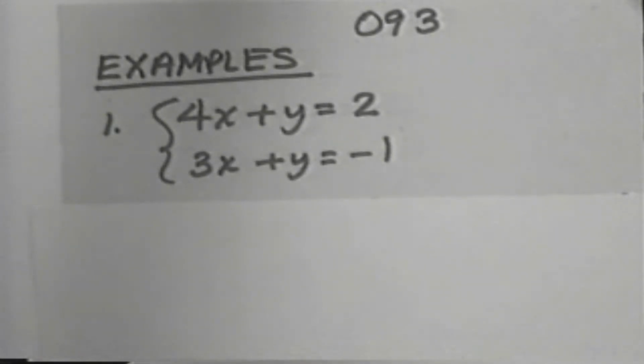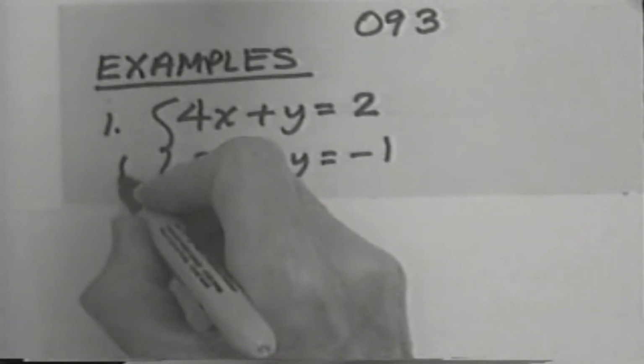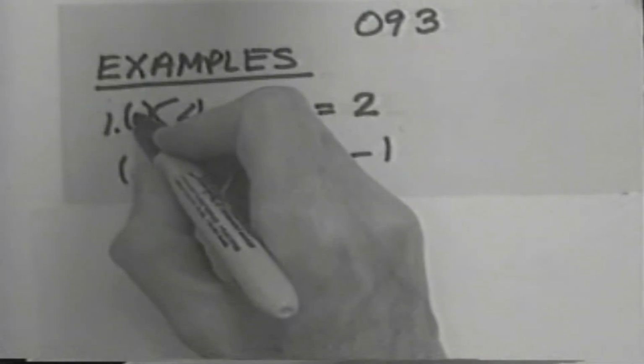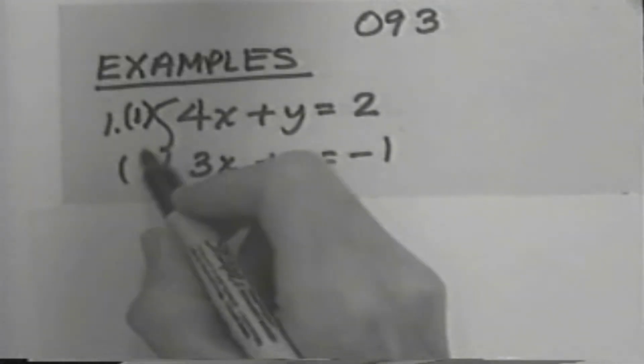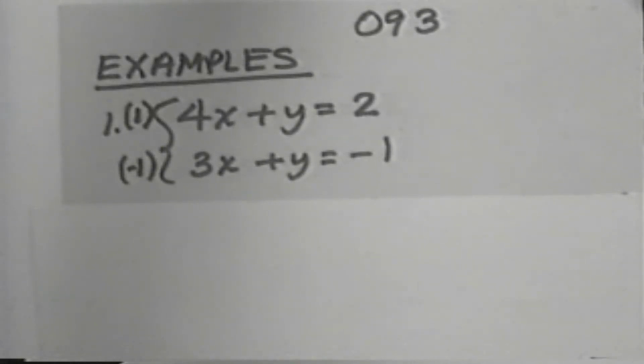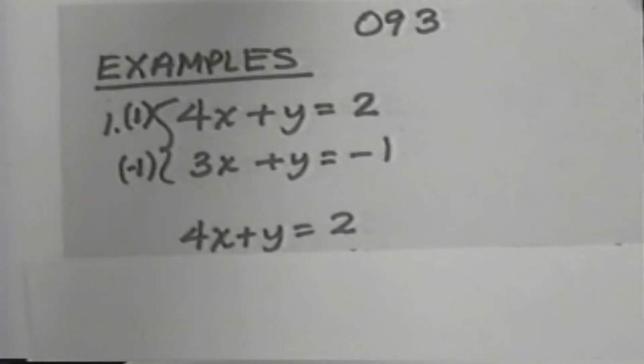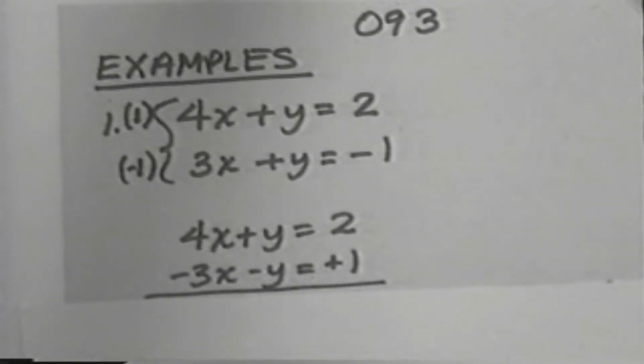And so out beside the brace that indicates the system of equations, I'm going to put the multiplier for each of these equations. For the first equation, our multiplier is simply 1. For the second equation, our multiplier is -1. Now I'll have 1 times 4x plus y equals 2, which gives me 4x plus y equals 2. -1 times 3x plus y equals -1, which gives me -3x minus y equals +1. Notice that we have now set it up so that the y coefficients are opposites of each other.